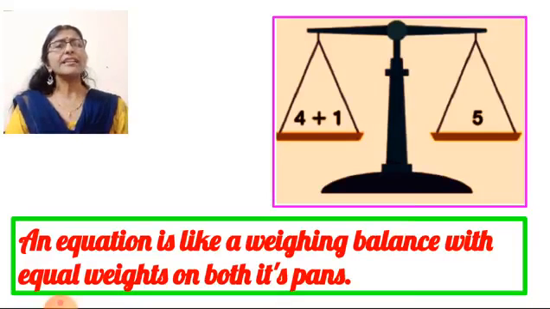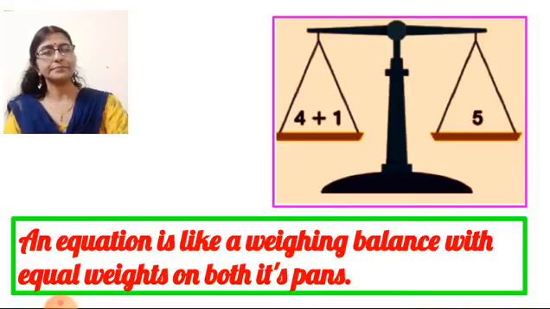Now, an equation is like a weighing balance. You can see a weighing balance. An equation is like a weighing balance with equal weights on both its pans. So you can see both the pans of the balance have the same weight here. Here on the left hand side you can see on the pan 4 plus 1 is there. So 4 plus 1 is 5. And on the right hand side it is 5. So both the weights are equal. And that's why you can see the arm of the balance is horizontal. It is straight. So an equation is also like a weighing balance.